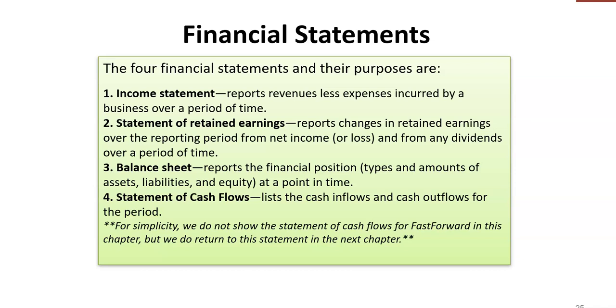We have to prepare them in order. We start with the income statement. We take our revenues minus expenses over that period of time. Now, a period of time in accounting is usually a month, a quarter, or a year. We take that net income or loss, and that appears on the statement of retained earnings. That information then gets transferred to the balance sheet. And then the last statement we prepare is the statement of cash flows.